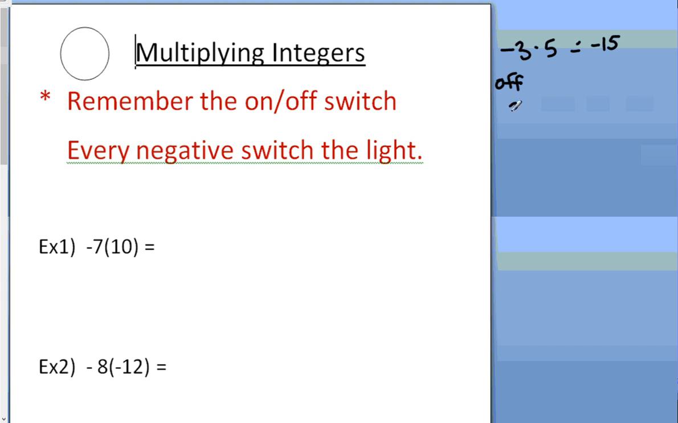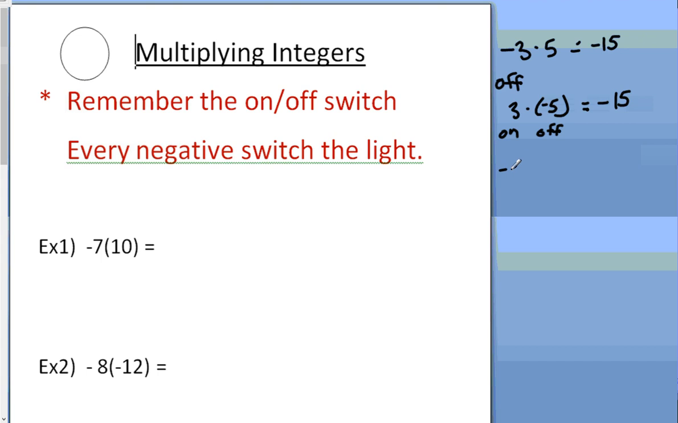All right, so let's do 3 times -5. The first number tells me how the lights start. Positive numbers make the lights on, right? So the lights start on. Every time I see a negative, I flip the switch. Do I see a negative? Yes. So that flips my on switch to off. And so the lights are off, so the answer is -15.